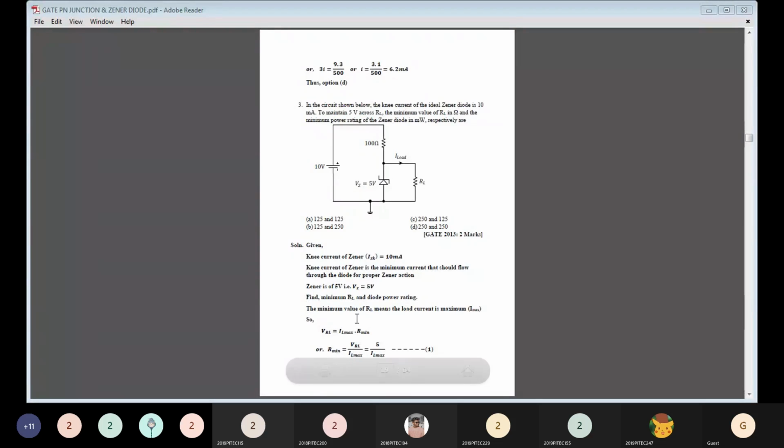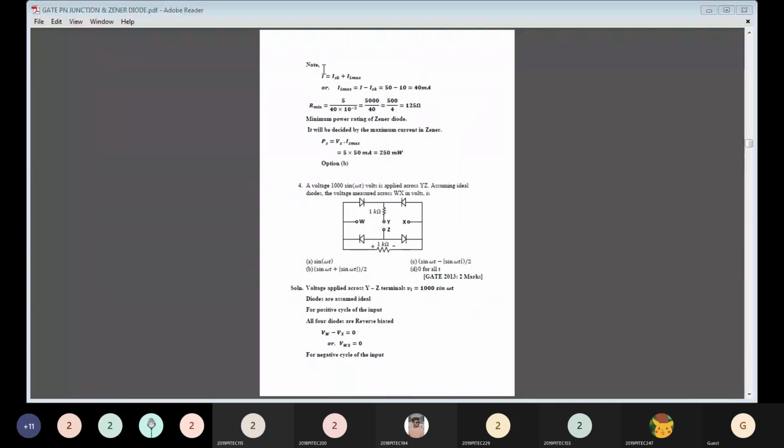The minimum value of RL means the load current is maximum, I max. So VRL is equal to I max into R minimum. From this, R minimum is equal to V by I, so VRL divided by IL max. VRL is given as 5 divided by IL max. This is equation 1. Now I is equal to IZK plus IL max, so IL max is equal to I minus IZK.